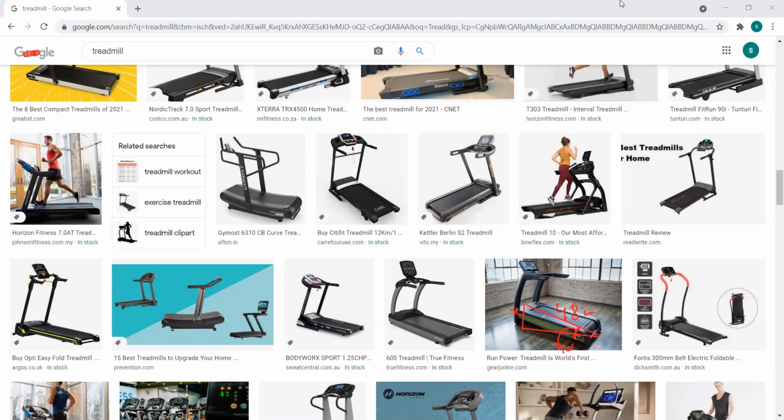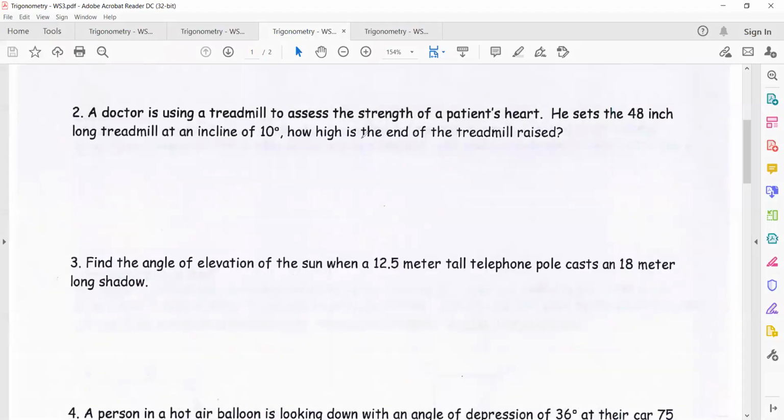So now let's go back to the worksheet. Here, let's draw the treadmill again. This is the length of the treadmill, this is the horizontal line, and this is the height of the treadmill. Now you are given the angle of inclination or angle of elevation, that is 10 degrees. Length is 48 inches and you have to find the height. Now tell me which ratio I will use. Sine. Sine, very good. So find the answer.